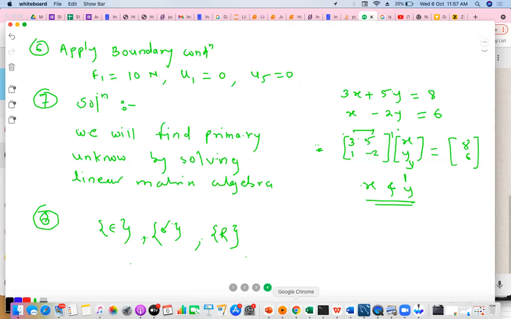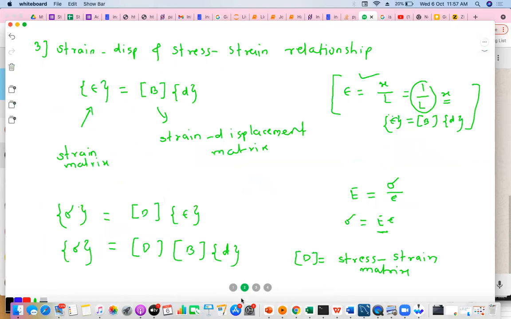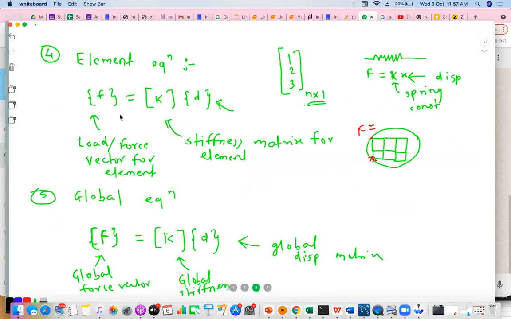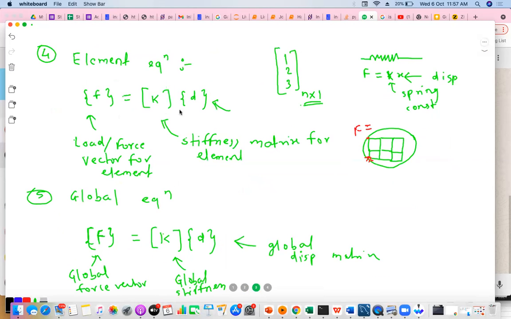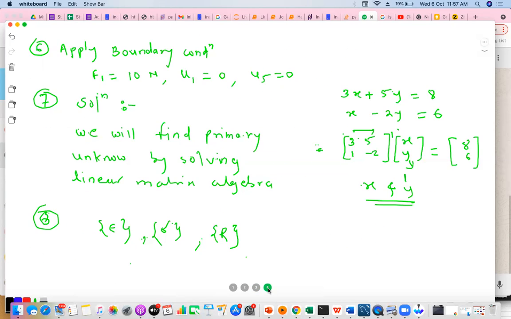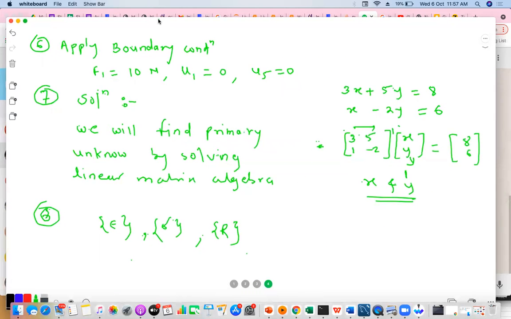Now we will go to deriving this stiffness matrix. Here we have the stiffness matrix K, and we will be needing this stiffness matrix. For different problems the stiffness matrix will be different.